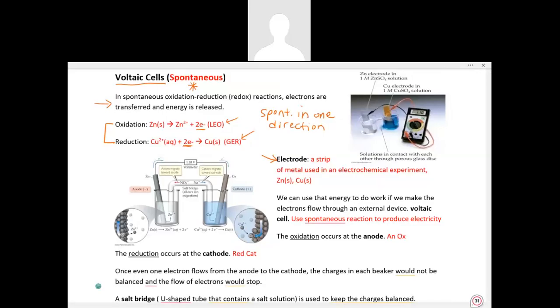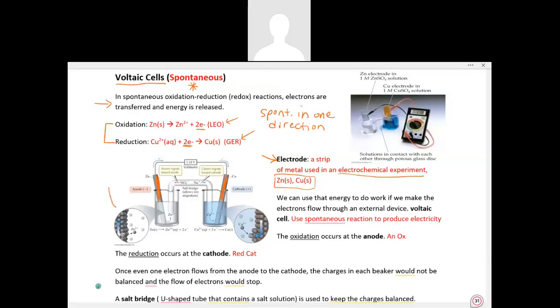Some more things to know. What's the electrode? So the electrode, we can see the anode over here. I'm filling in, that's a zinc anode, and then I have a copper cathode over here. These are both electrodes in general. One's an anode, one's a cathode. So these are pieces of metal, strips of metal used in an electrochemical experiment. So again, in our case, we have solid zinc and solid copper. Zinc is our anode, copper is our cathode.